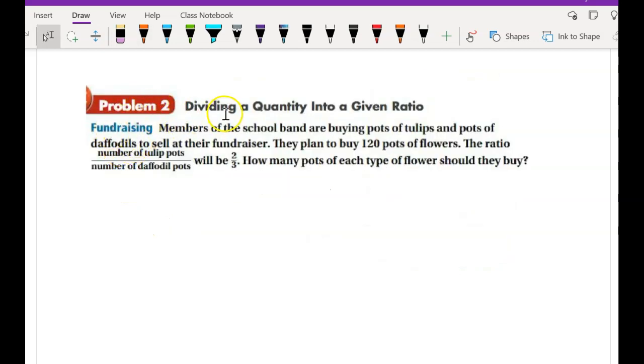Okay, so let's take a look at our second problem. Dividing a quantity into a given ratio. Okay, so members of the school band are buying pots of tulips and pots of daffodils to sell at their fundraisers. They plan to buy 120 pots of flowers. The ratio of number of tulip pots to the number of daffodil pots will be 2 to 3. How many pots of each type of flower should they buy? So my tulips plus my daffodils are going to equal what? 120.